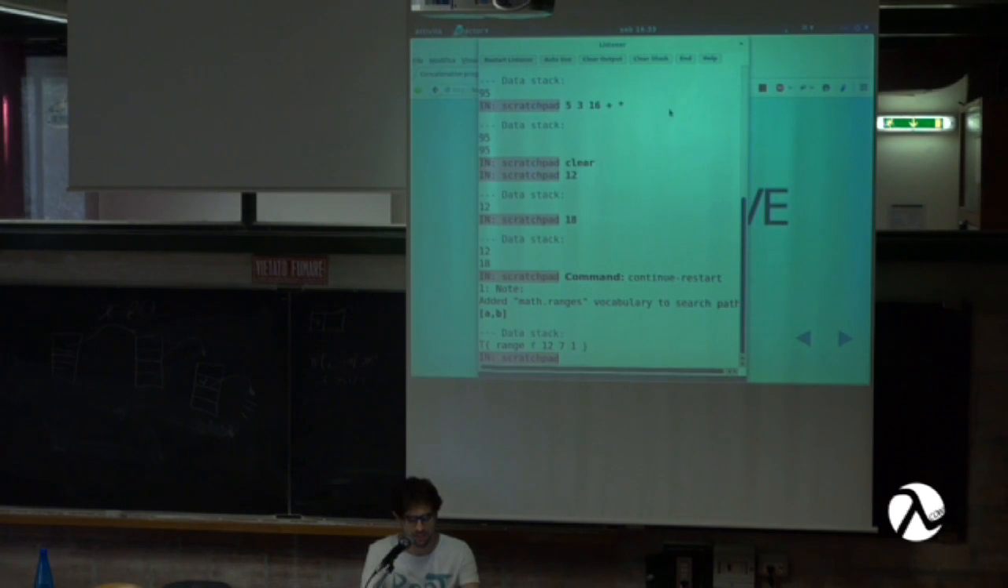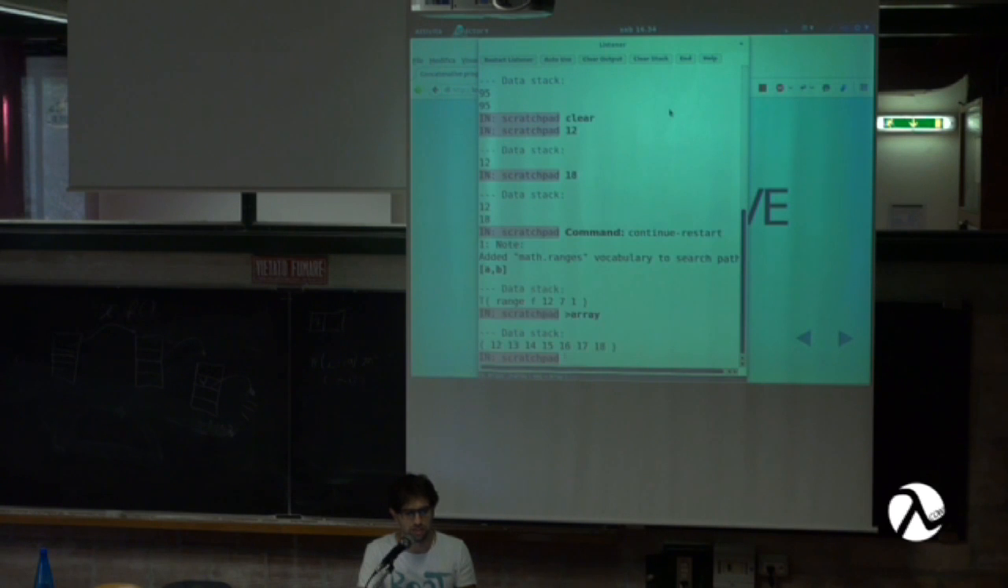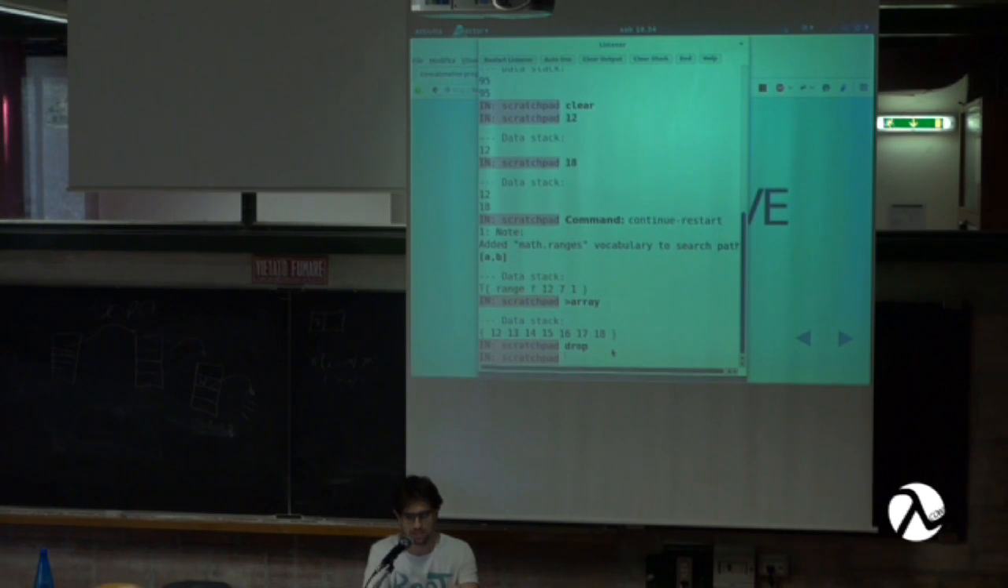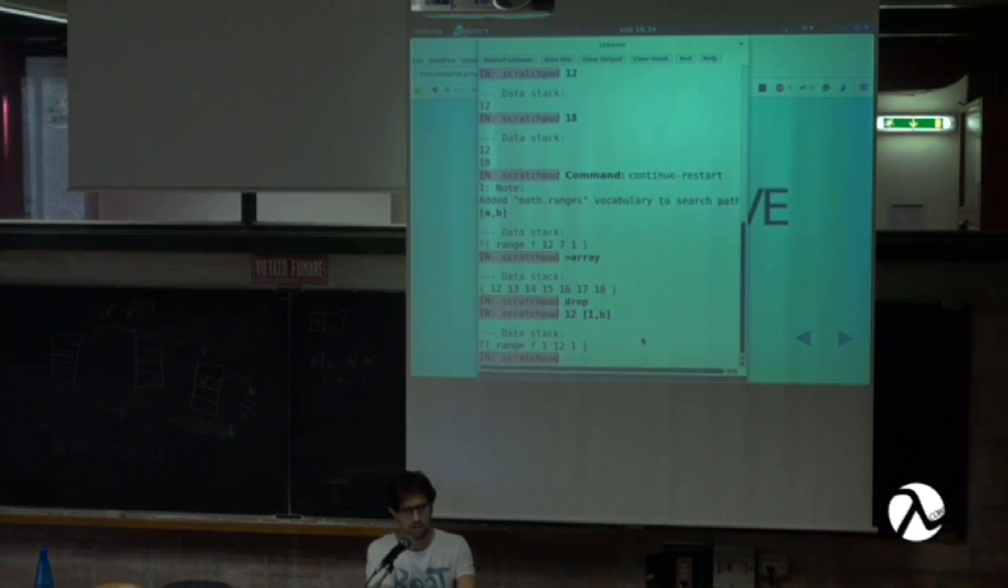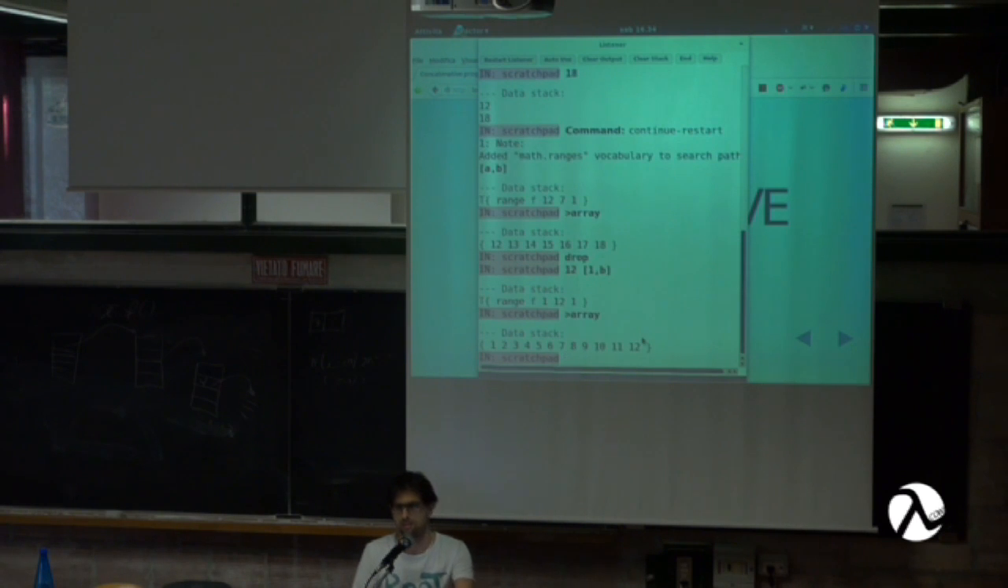To convince you that this is actually the list of numbers, I will convert it to an array. So we see it looks like the numbers from 12 to 18. So let me drop this, and then I wanted to have the list of numbers from 1 to 10, and for that there is a function which is called just 1b, because a is fixed to 1. Okay, so I have the numbers from 1 to 12 here.